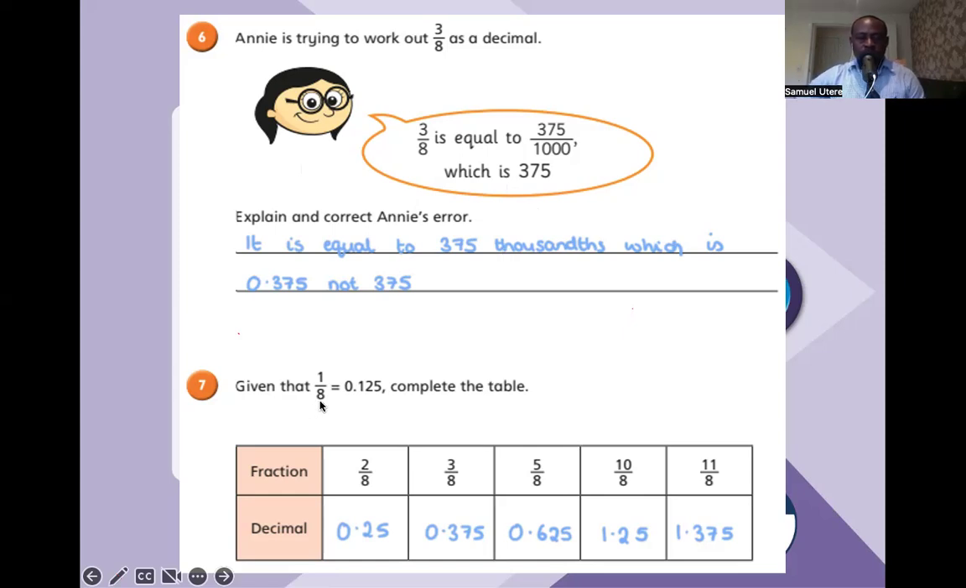Next, you were told, given that 1/8 is 0.125, you should complete the table. And here are the answers. So 0.125, twice of that, which is 2/8, will be 0.25. And we can just add 0.125, so on and so forth until we get to the end of this value here.